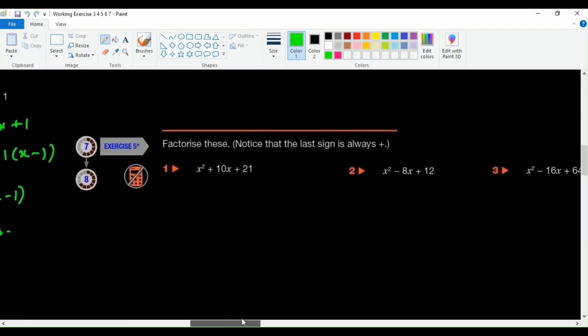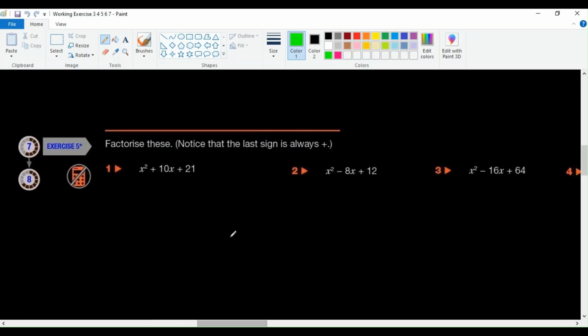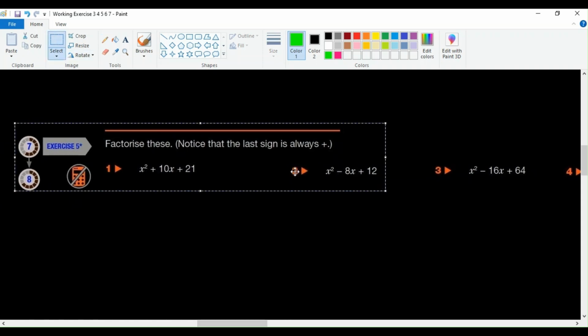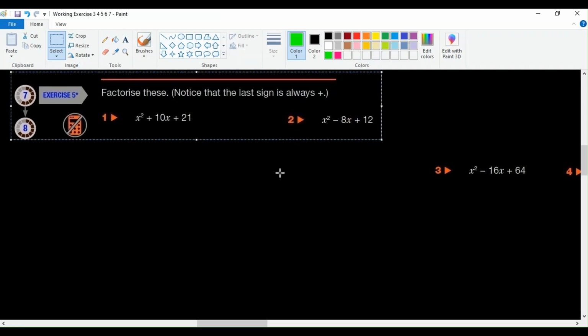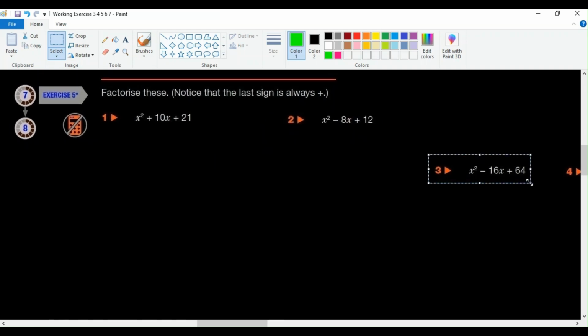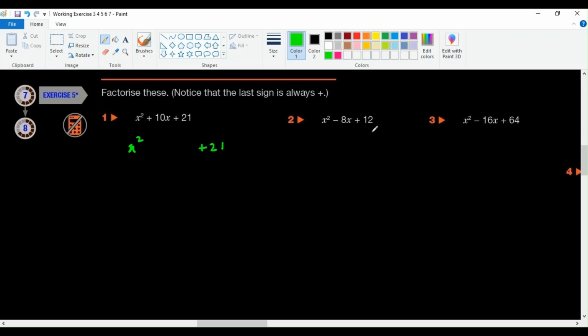Moving on to question number 1 of exercise 5 star. I bring this little up for me to see the work over here a little more. Now comes x square and plus 21 I will write as it is. In this question I will write x square and plus 12 as it is, no change, and x square and plus 64 I will write like this.